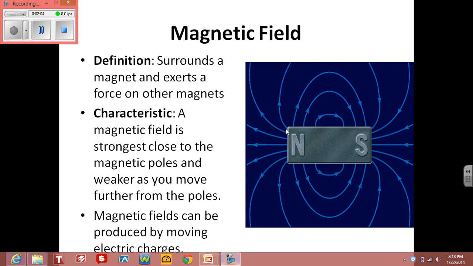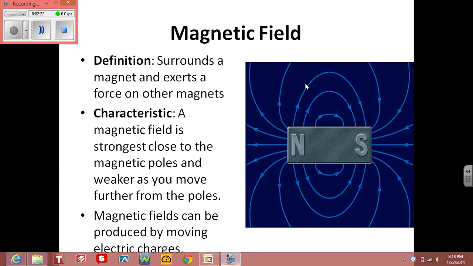And these are the areas where the magnetic field is the strongest. If you'll notice here, your magnetic field lines are close. And then as you move away from those magnetic poles, those lines start to spread further apart from each other, which is an indication that it's getting weaker. But that is the reason for the way that magnets behave the way they do. It's because of the magnetic field that surrounds them.